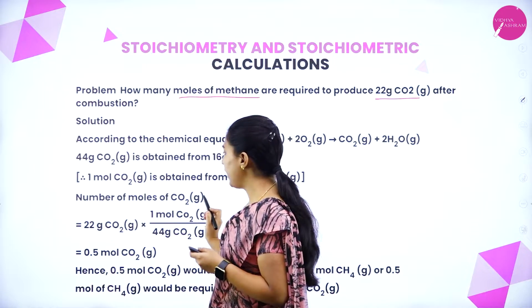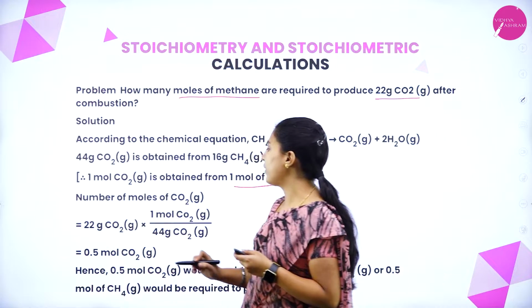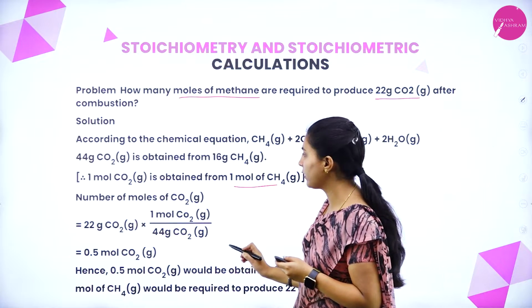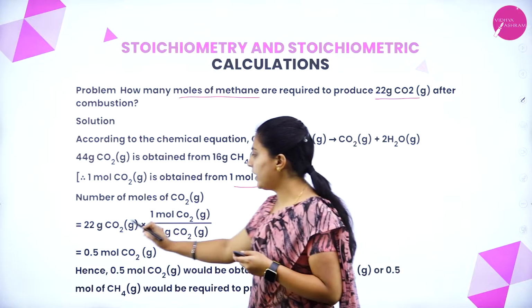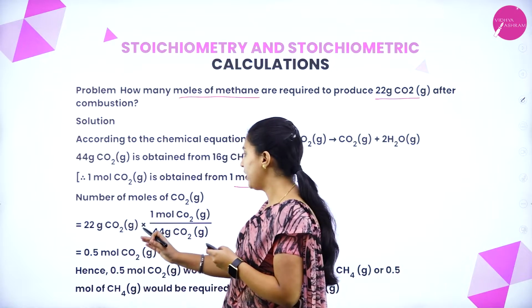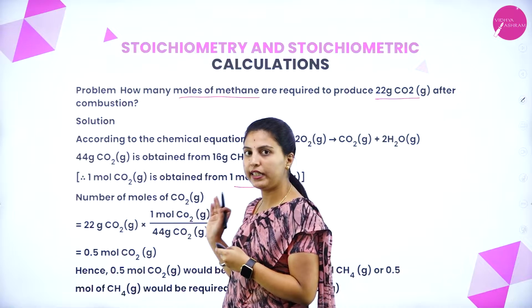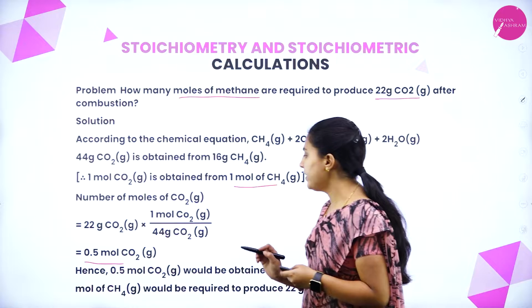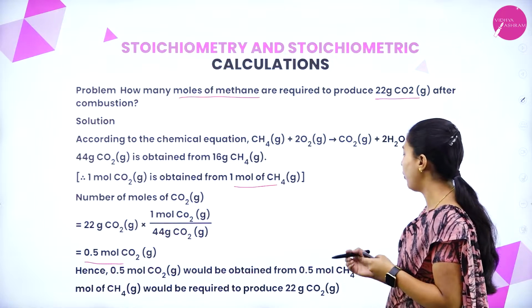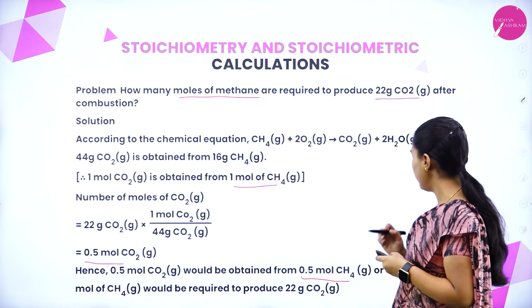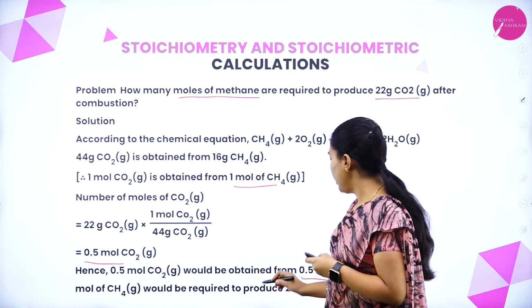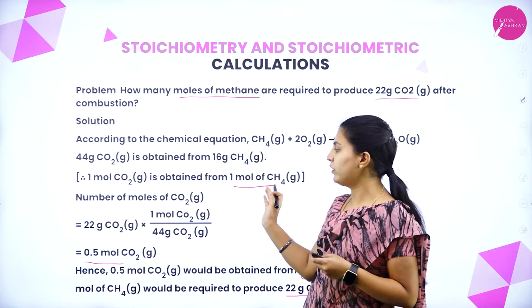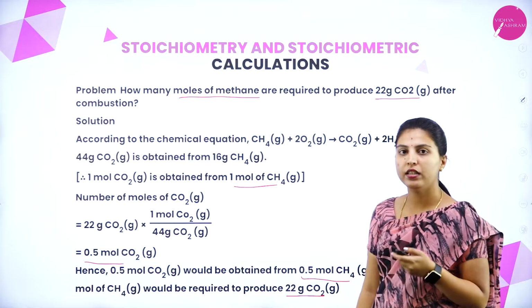Number of moles of carbon dioxide is equal to 22 gram of carbon dioxide into 1 mole of carbon dioxide by 44 gram of carbon dioxide. These data we know. This data they have given, that's why we are multiplying with whatever data we got. That's why you will get 0.5 mole of carbon dioxide. Hence 0.5 mole of carbon dioxide would be obtained from 0.5 mole methane would be required to produce the 22 gram of carbon dioxide. Whatever data we know, you multiply by the required data they have given.